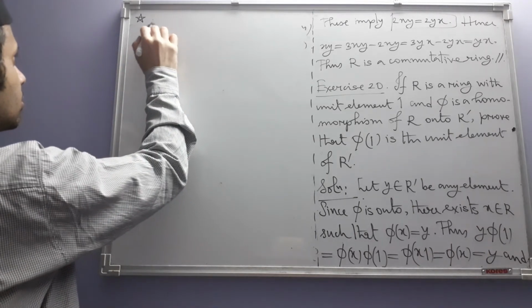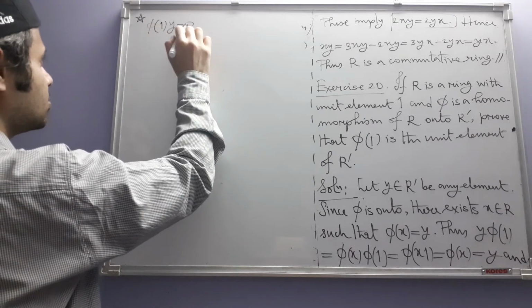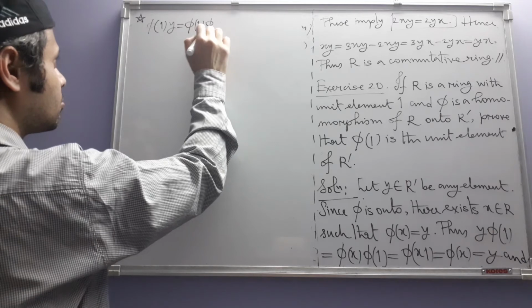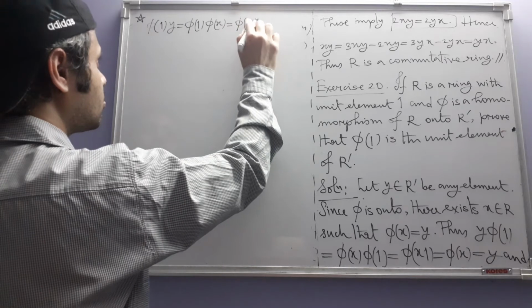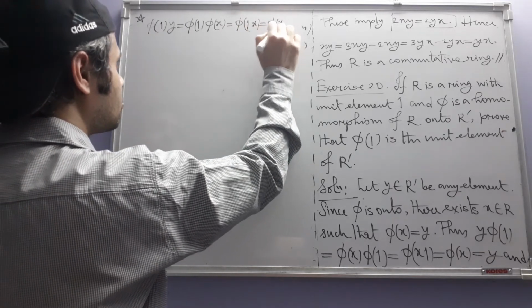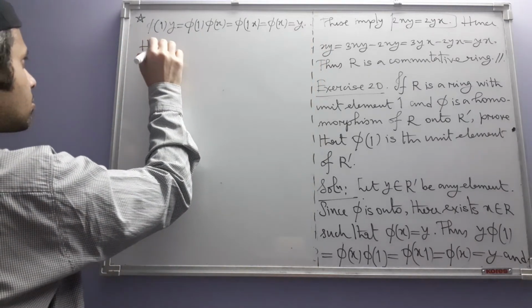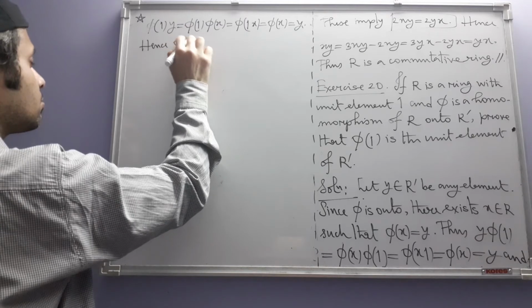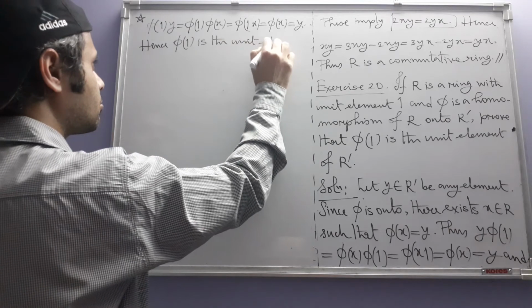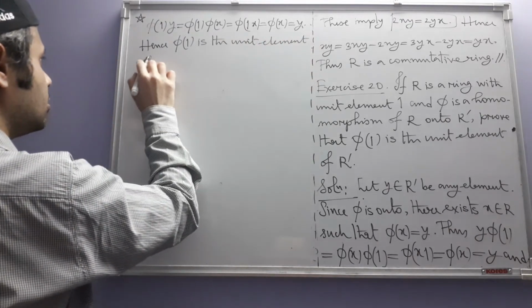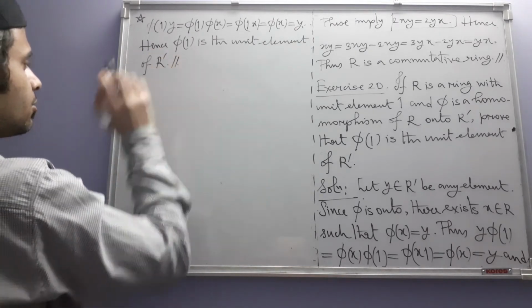And phi of 1, it just goes like the previous one. Hence, phi of 1 is the unit element of R prime, and that completes the solution.